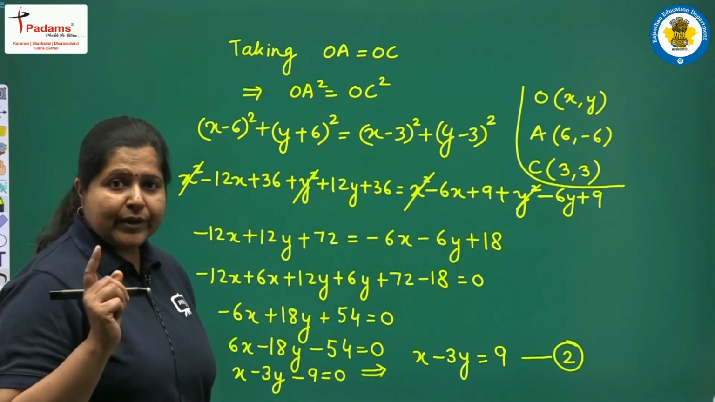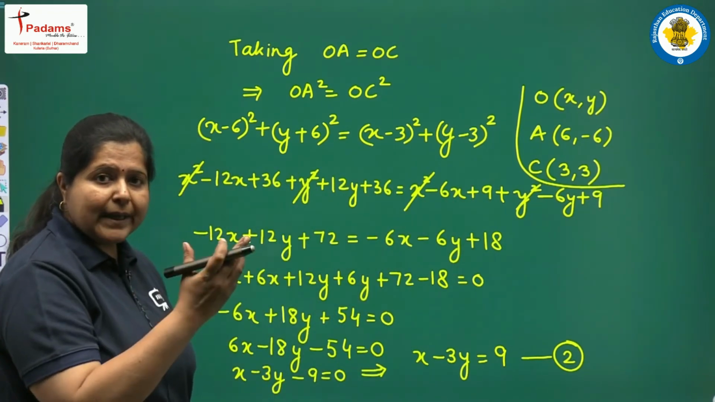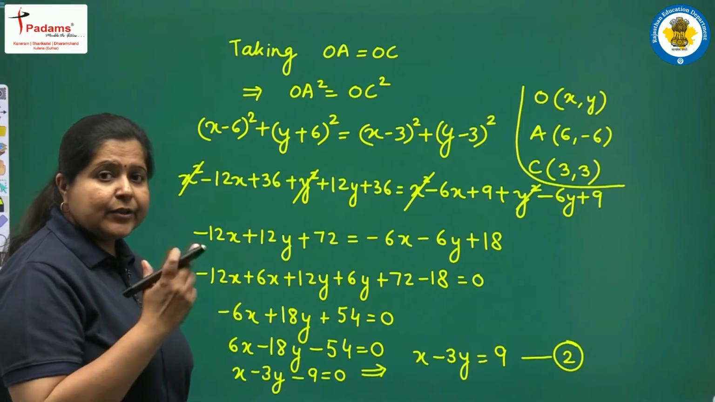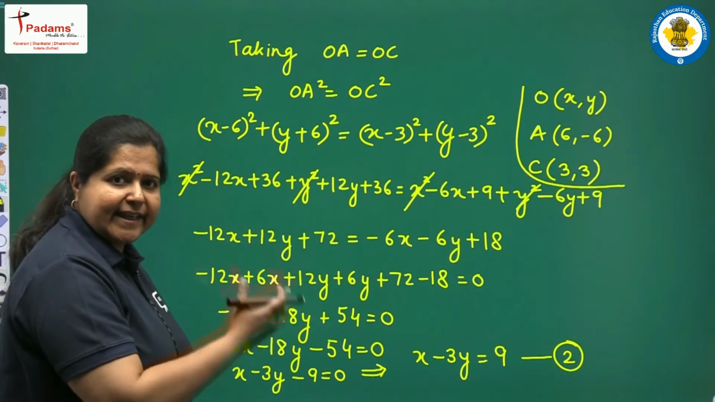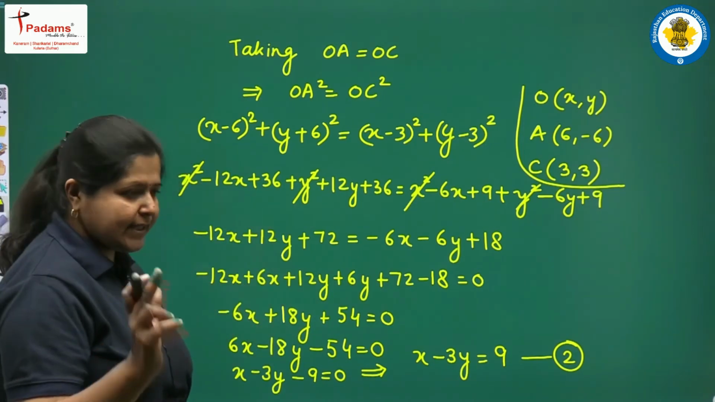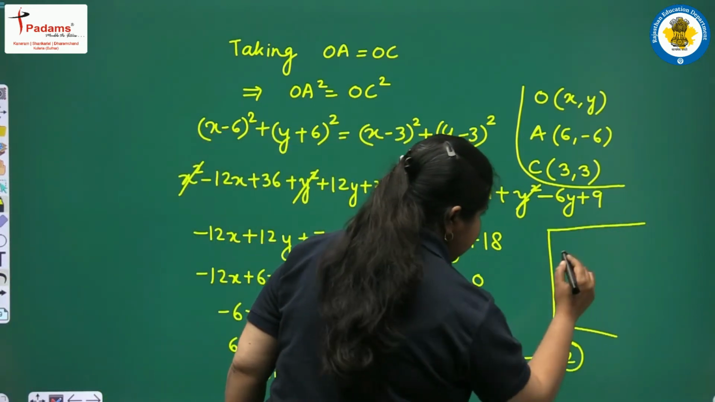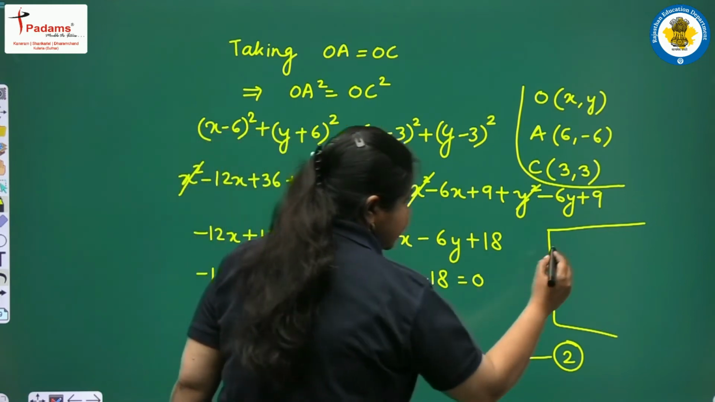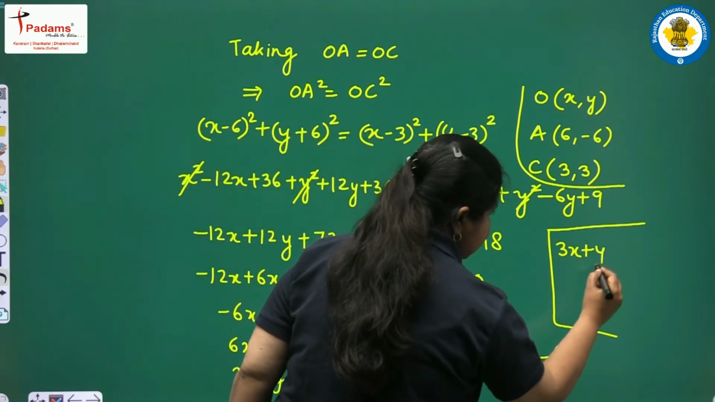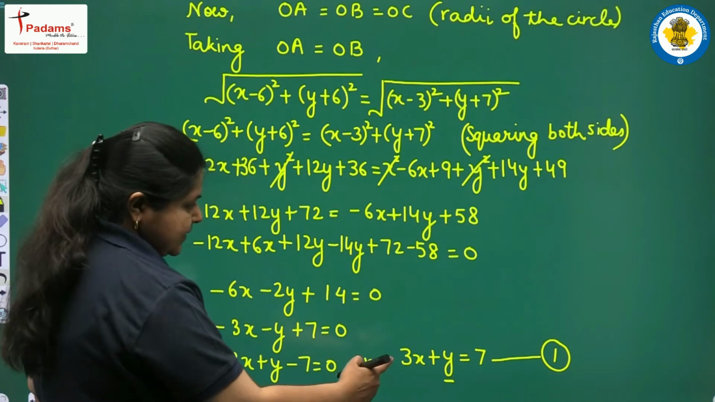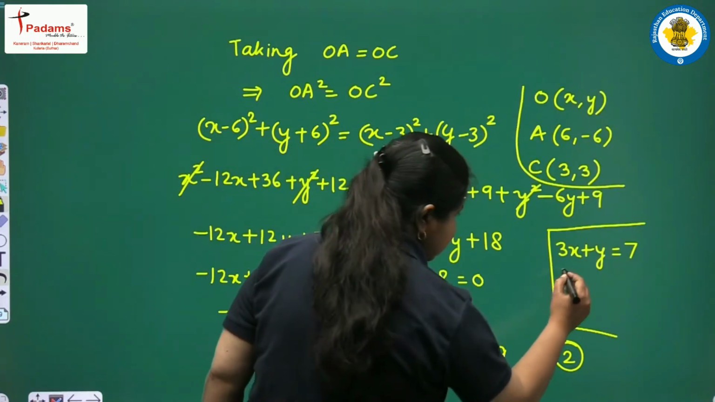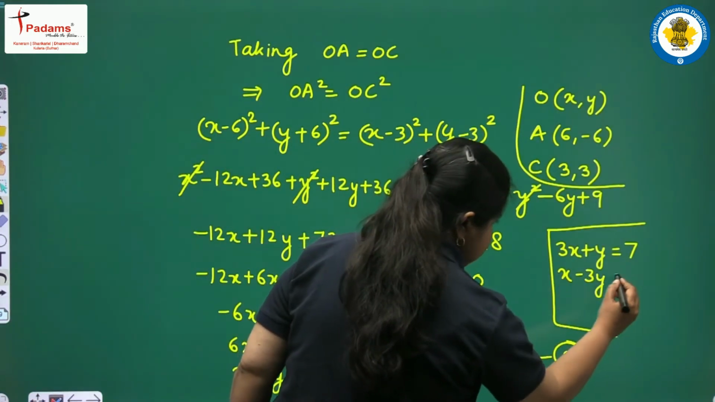Now we have got two equations. First we took OA equal to OB, तो हमें एक equation मिली. Secondly we took OA equal to OC, we got the second equation. Now just have a look at both these equations. आप दोनों equations एक बार एक साथ लिखिए, जिससे आपको idea लग जाए कि elimination method कैसे लगाना है. देखिए 3x plus y equal to 7. This is the first equation. And the second one is x minus 3y equal to 9.